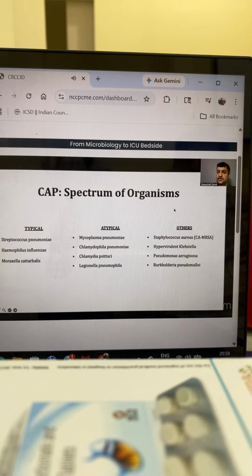So this is the first organism in the list on the right which requires us to deviate from a normal protocol. The second is hypervirulent Klebsiella, right?